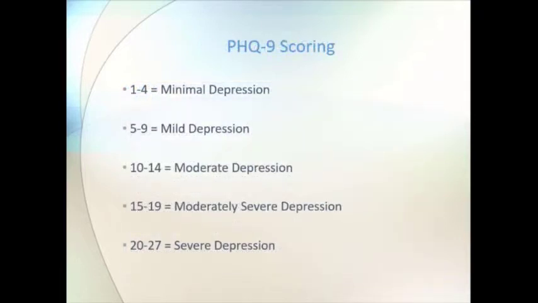So the scoring comes out, if they score a 1 to 4, they're minimally depressed, 5 to 9, mild depression, 10 to 14, moderate, 15 to 19 moderately severe, 20 to 27 severe, but again, if that last question about harming themselves is positive, then obviously that would be considered severe and an emergency.